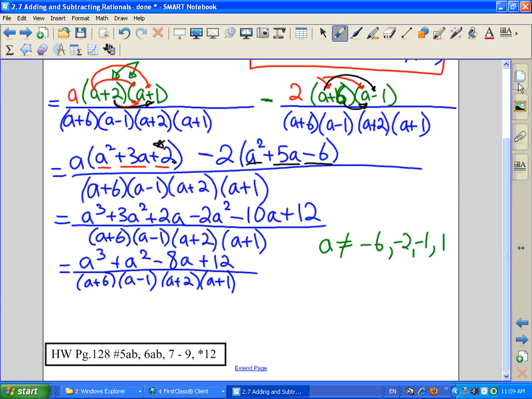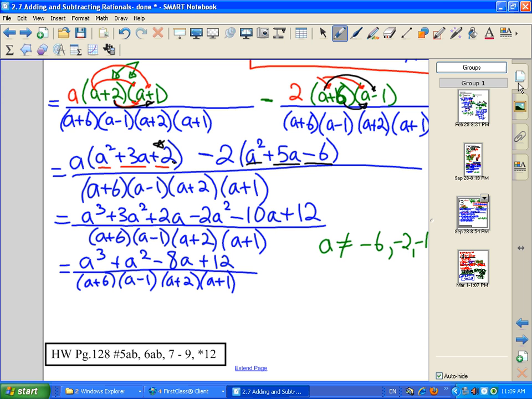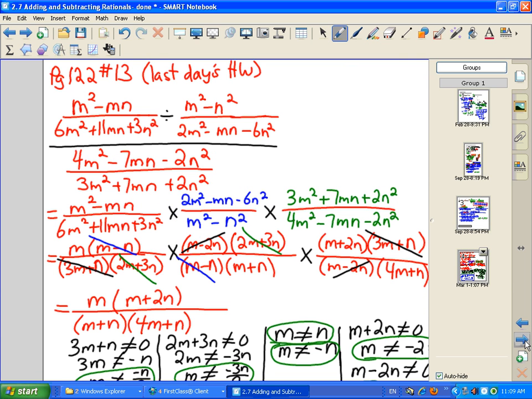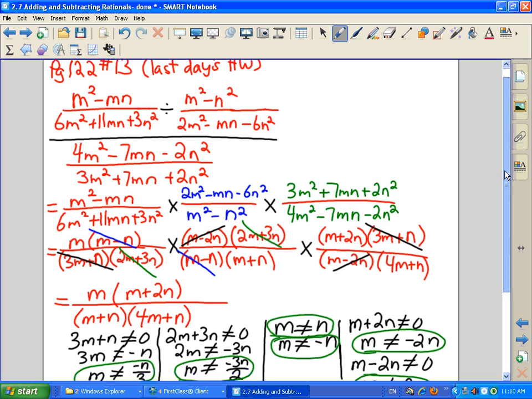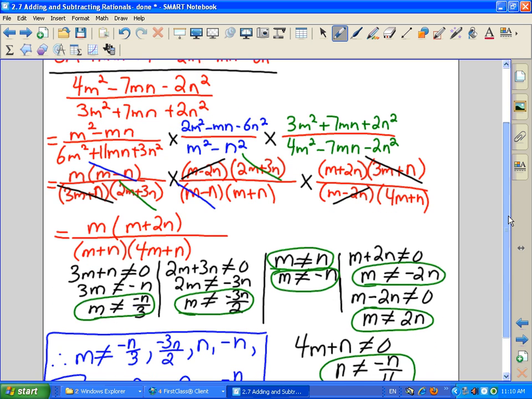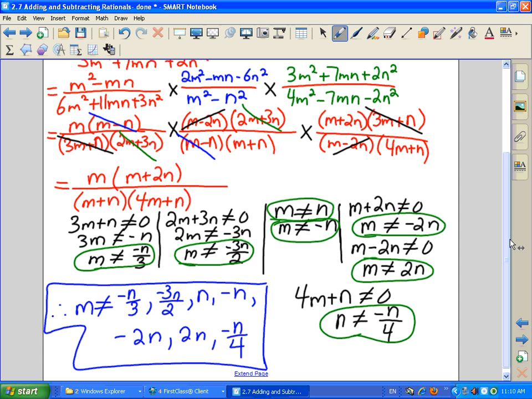2.7, adding and subtracting. I just want to make note, ladies and gentlemen, that on the next page over, so I'll just flip the next page over. This is one of the hard questions from last night's homework. You might want to check it out. So this was number 13. And yes, it was a doozy. It takes a while. Okay, so it asks you to simplify that out and then to state your restrictions. And can you believe it? There's 7 restrictions. So I'll leave that there for you to go through.